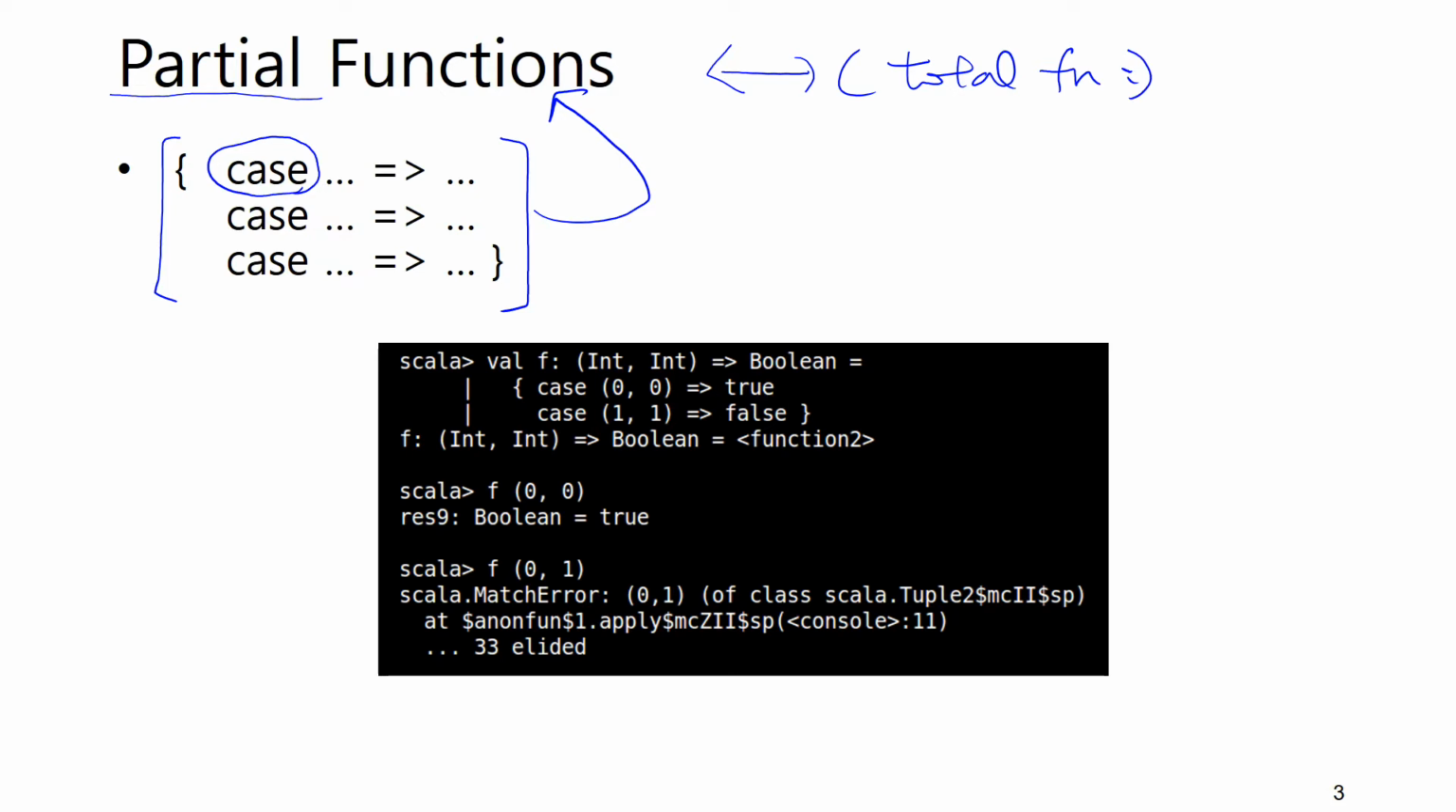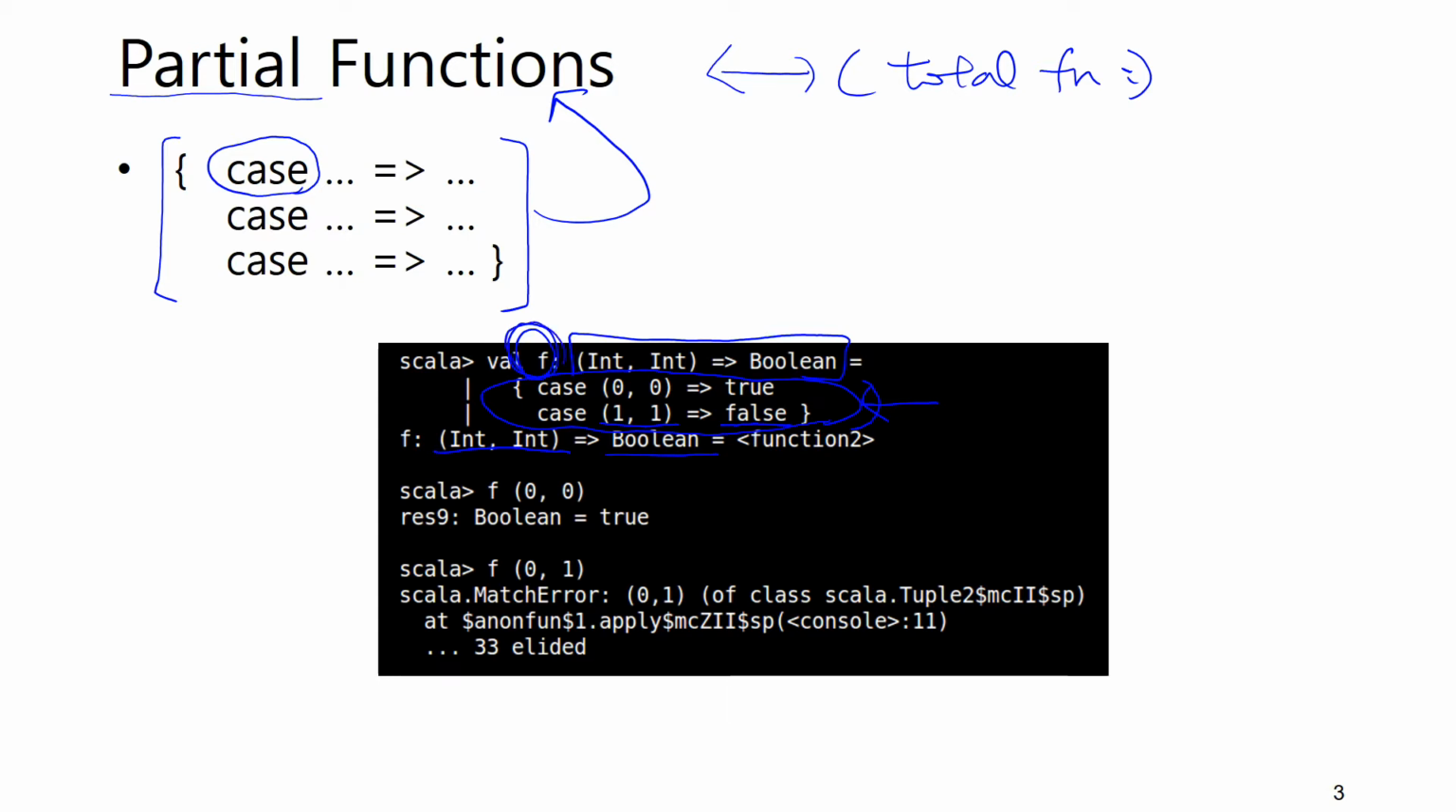So here's an example. We use this case construct to initialize a variable f. But because this case construct actually creates a partial function, which is just a particular case of a function, you can actually initialize the variable f, whose type is this function type, using this case construct. So it takes a pair of integers and then returns a Boolean.